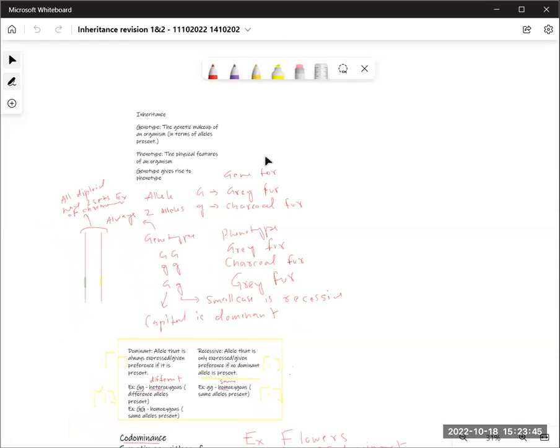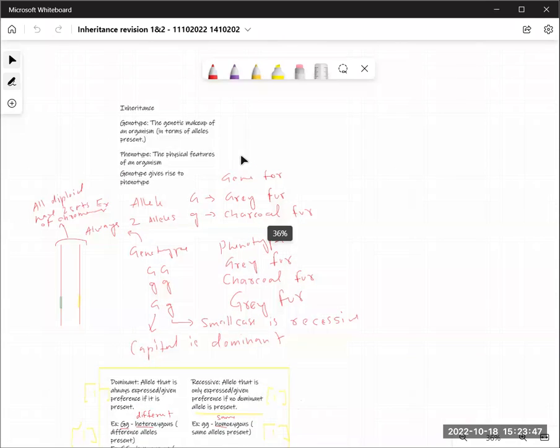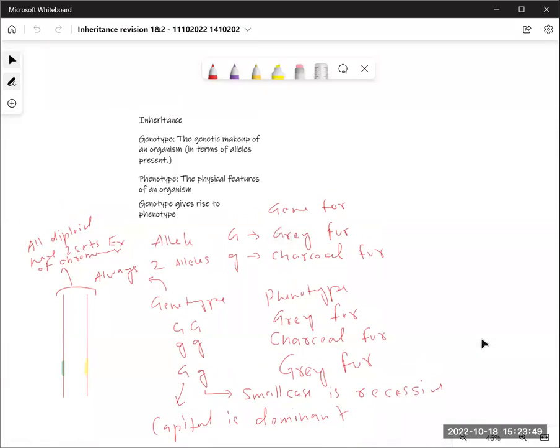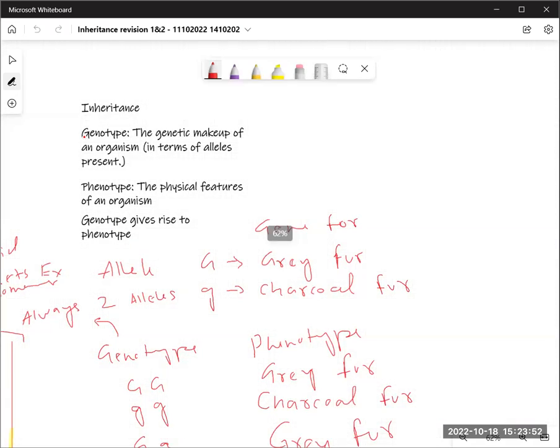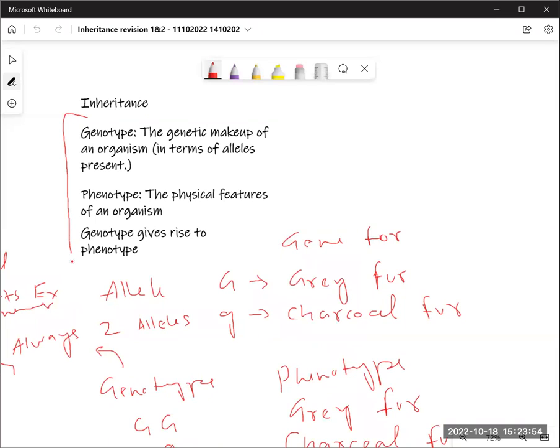We look at more on inheritance, and in that we look at what are genotypes, what are phenotypes. Read this part quickly out loud. Genotype: genetic makeup of an organism in terms of alleles present. Phenotype: the physical features of an organism. Genotype gives rise to the phenotype.